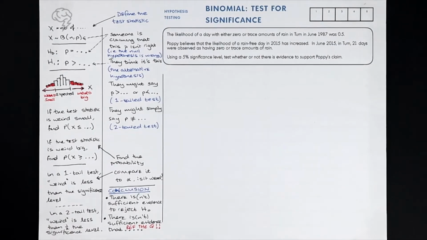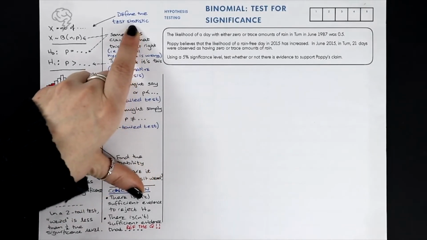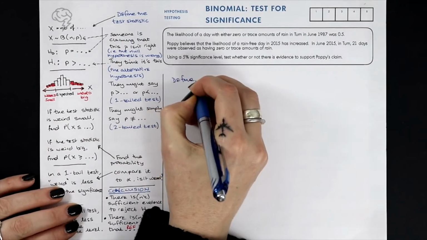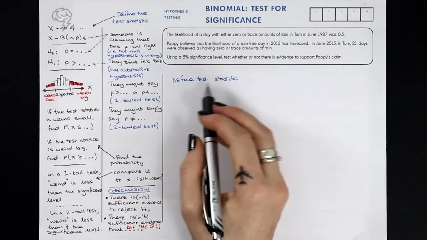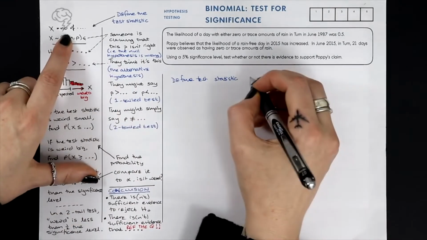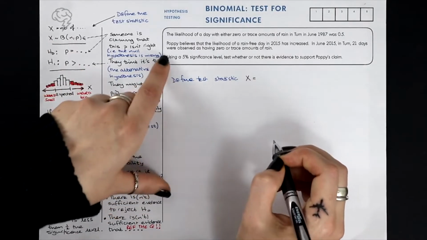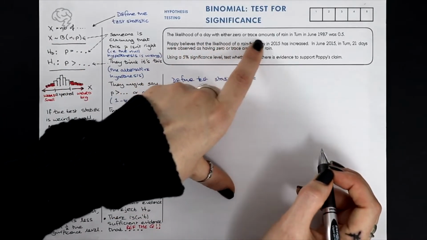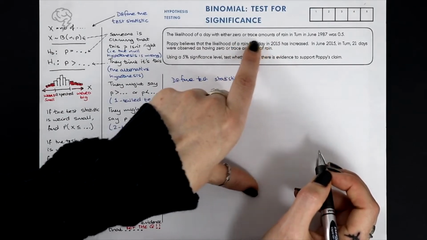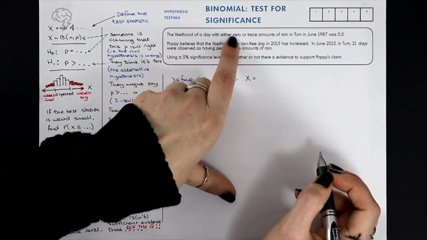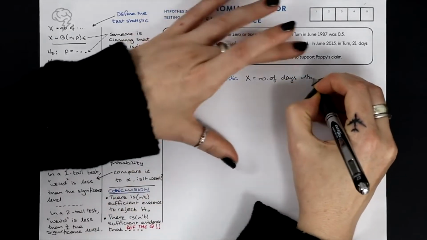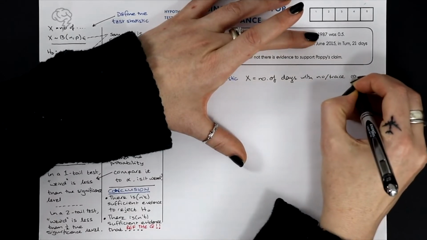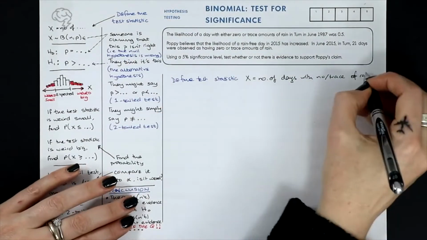Right, let's have a go at this actual question, and hopefully you'll see that it's not that difficult. So we're going to start by defining the test statistic. What does that mean? So many words in this. In statistics in general, but also in this particular topic. Well, we need to know what X is. It's really important that we define X. Okay, so let's see what's happening. We've got a day with basically no rain. Okay, so it's the number of days with 0 or trace amounts of rain. And it's always going to be the number of something. So it's the number of days with no or trace amounts of rain. Okay, that's what X is.